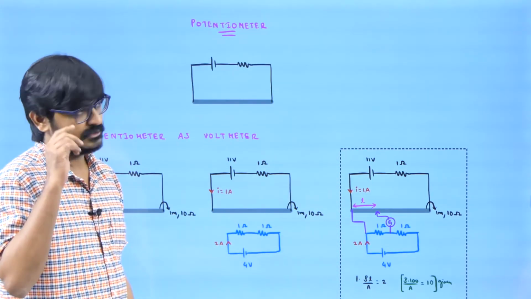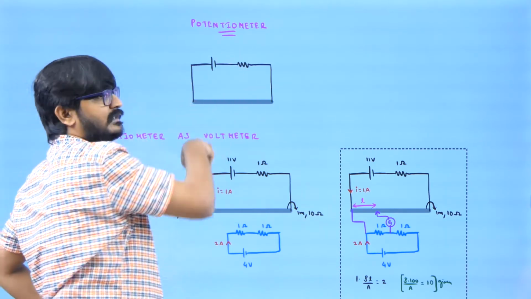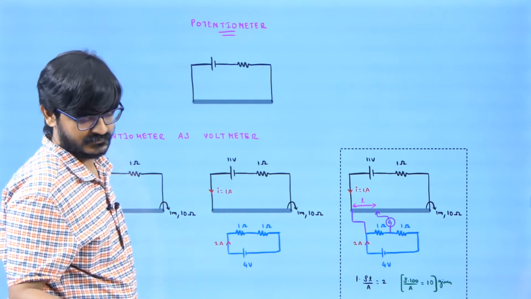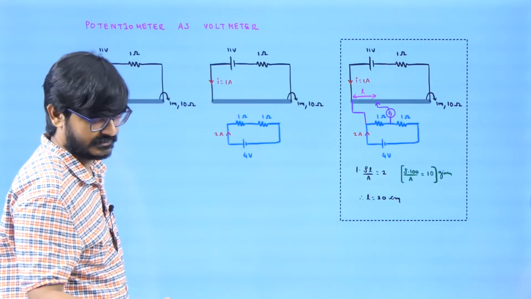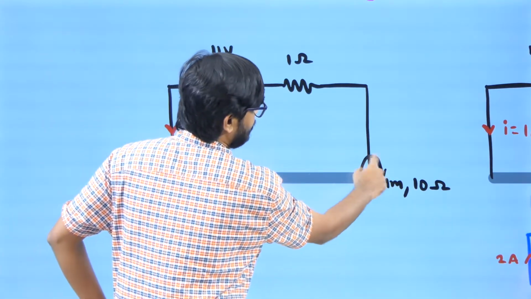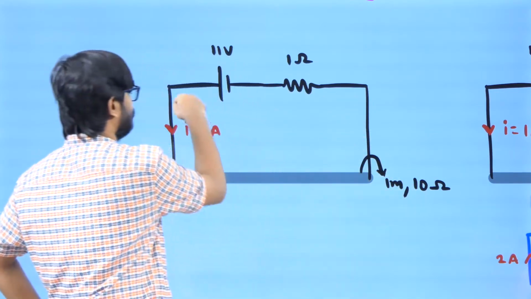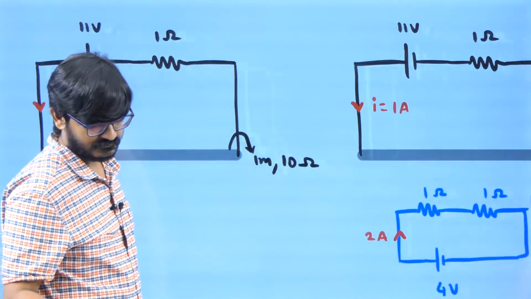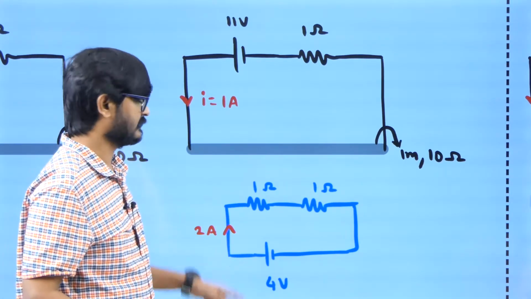Now going to the potentiometer, you need to understand how this works. You can find the current in this one, so you need to do that every time. Now I am going to take some values for easy understanding. I am going to take 11 volt, 1 ohm, and this length is 1 meter and resistance is 10 ohm. So equivalent resistance is 1 plus 10, 11, so current is going to be 1 ampere. Now I am going to take one more circuit here. Now you can find the current is 2 ampere.